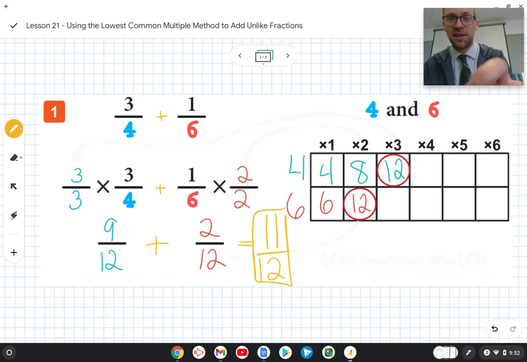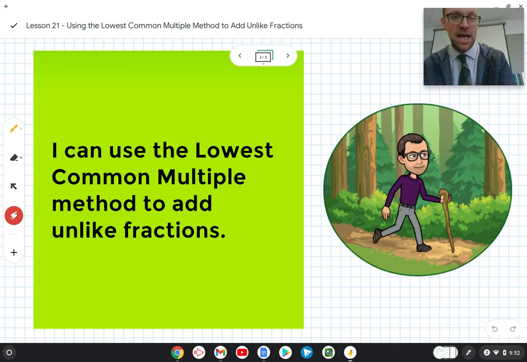So we're done. Today's learning target: I can use the lowest common multiple method to add unlike fractions. Today's practice is going to look very much like the work we just did together. Let me know if you need help. Let's get to it.